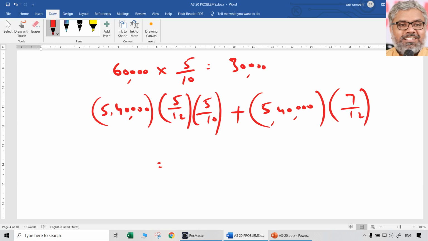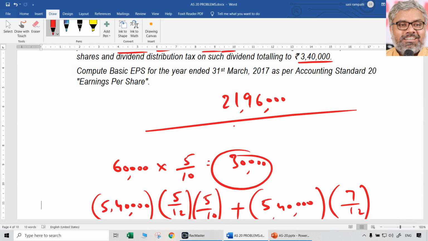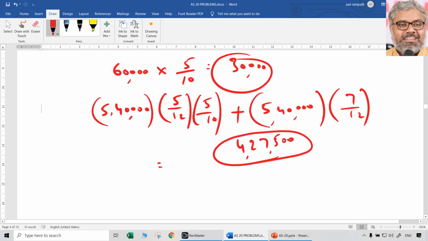So what is the total number here? That you should calculate. 5,40,000 into 7 by 12: for those 7 months, fully paid, those are all 5,40,000 shares. Remaining 5 months, those are only partly paid. That is 1,12,500. Plus 30,000 that was already there. So here this is only 4,27,500. Adding these two, the total number of shares in the denominator that we should take will be 4,57,500. Just check that carefully: 540 into 5 by 12, 540 into 7 by 12, 427,500 plus 30,000, 457,500. Okay, fine.